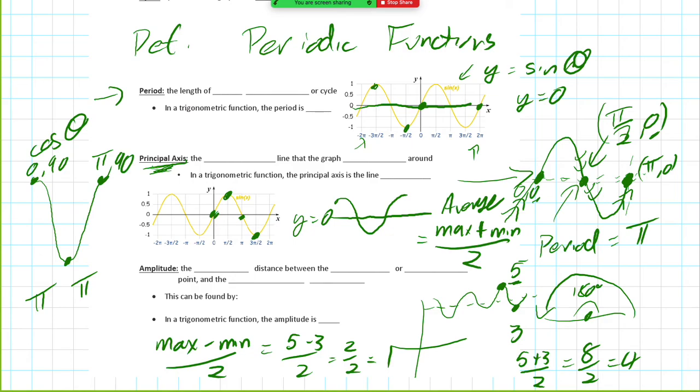And that actually makes sense as an amplitude. If we go to the middle, the distance to get to the top is 1 unit. And then from the middle, the distance to get to the bottom is 1 unit. It should be the same. If it's not the same, that means you actually haven't found the correct middle of the periodic function.